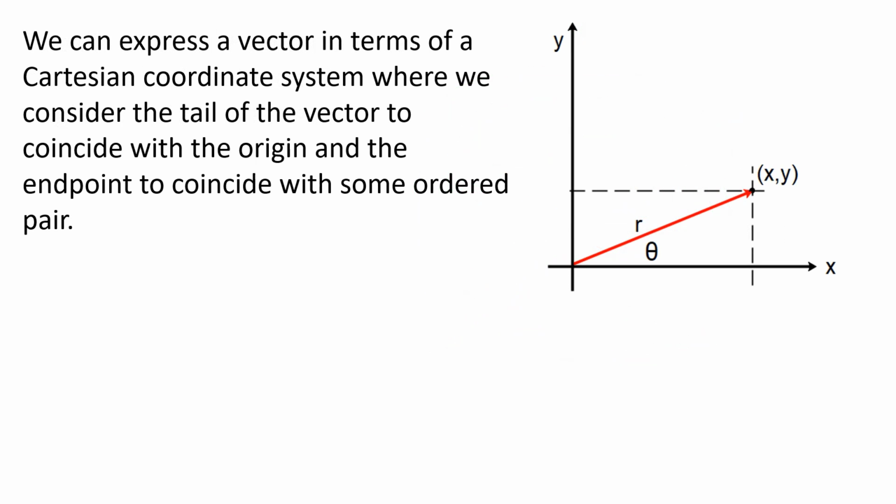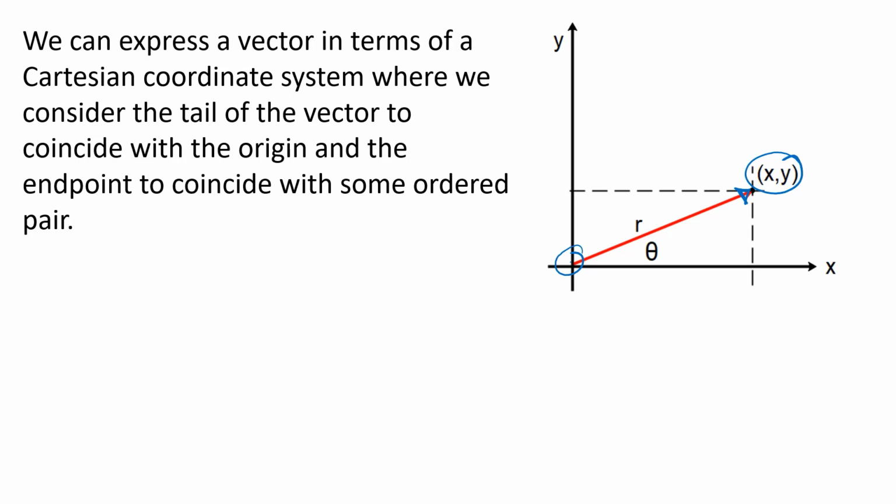All right. So a lot of times, in many books and textbooks, you're going to see a vector expressed in terms of the Cartesian coordinate system, where we consider the tail of the vector to coincide with the origin and the endpoint to coincide with some ordered pair. So here's your ordered pair. There's the origin, there's the directed line segment, the arrowhead on the end.